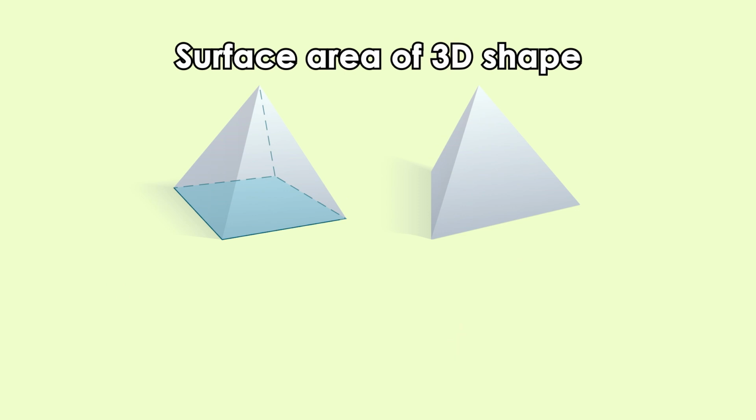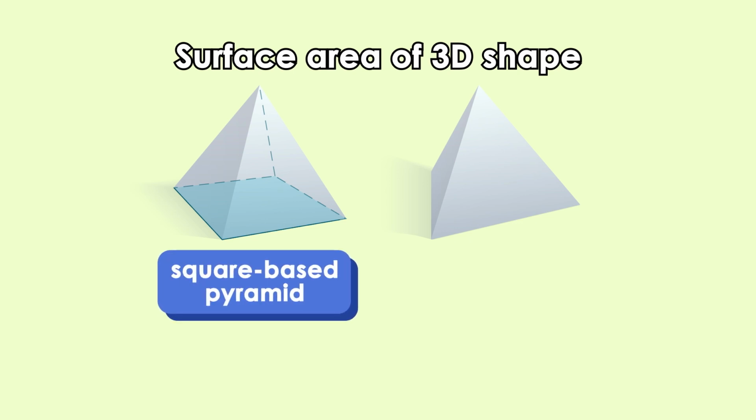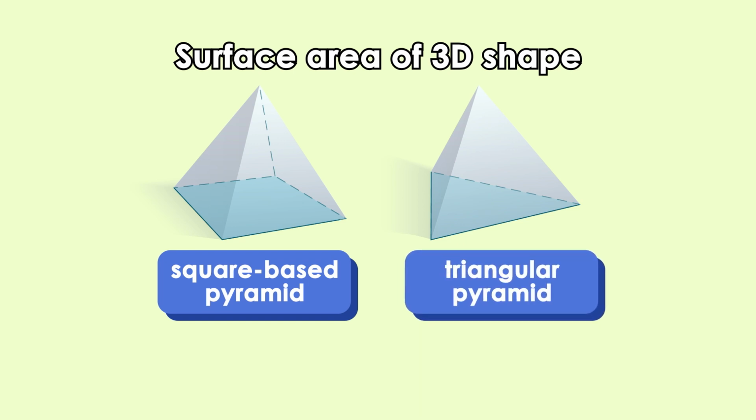Let's compare. Both of these 3D shapes look quite similar. They are pyramids. We have just learned that the pyramid on the left is called a square-based pyramid. Can you guess what is the shape of the base of this pyramid on the right? Yes! On the right, the base of the pyramid is a triangle. Therefore, it is called a triangular pyramid.